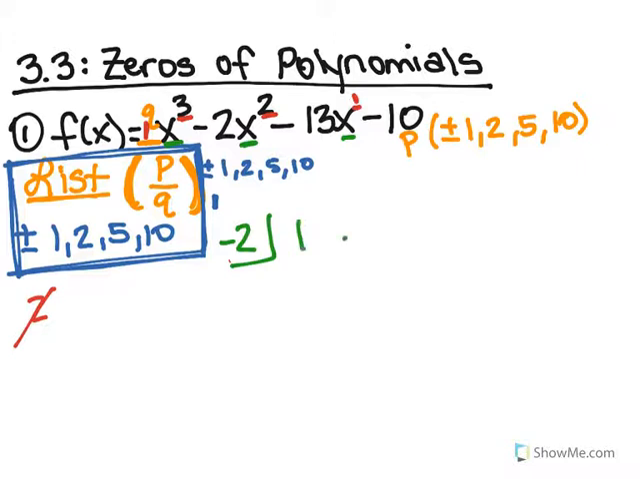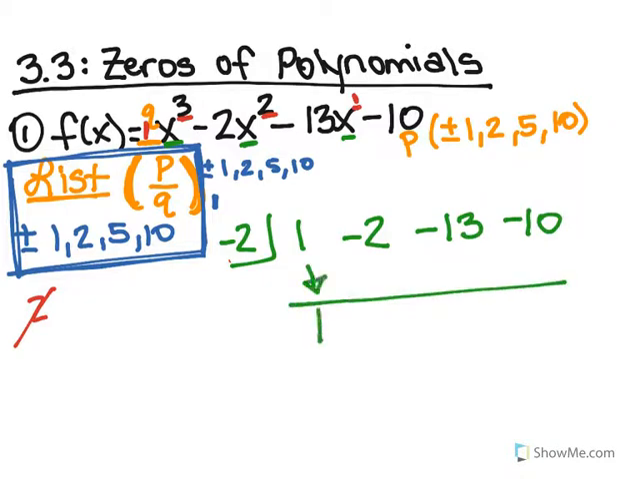Now, like I said, save time. Plug it into the calculator and see what it gives you. And once you get one to work, then show me the synthetic division. So if we try negative 2, we got negative 2 times 1, which is negative 2. Minus 2 is negative 4. Negative 4 times negative 2 gives me a positive 8.